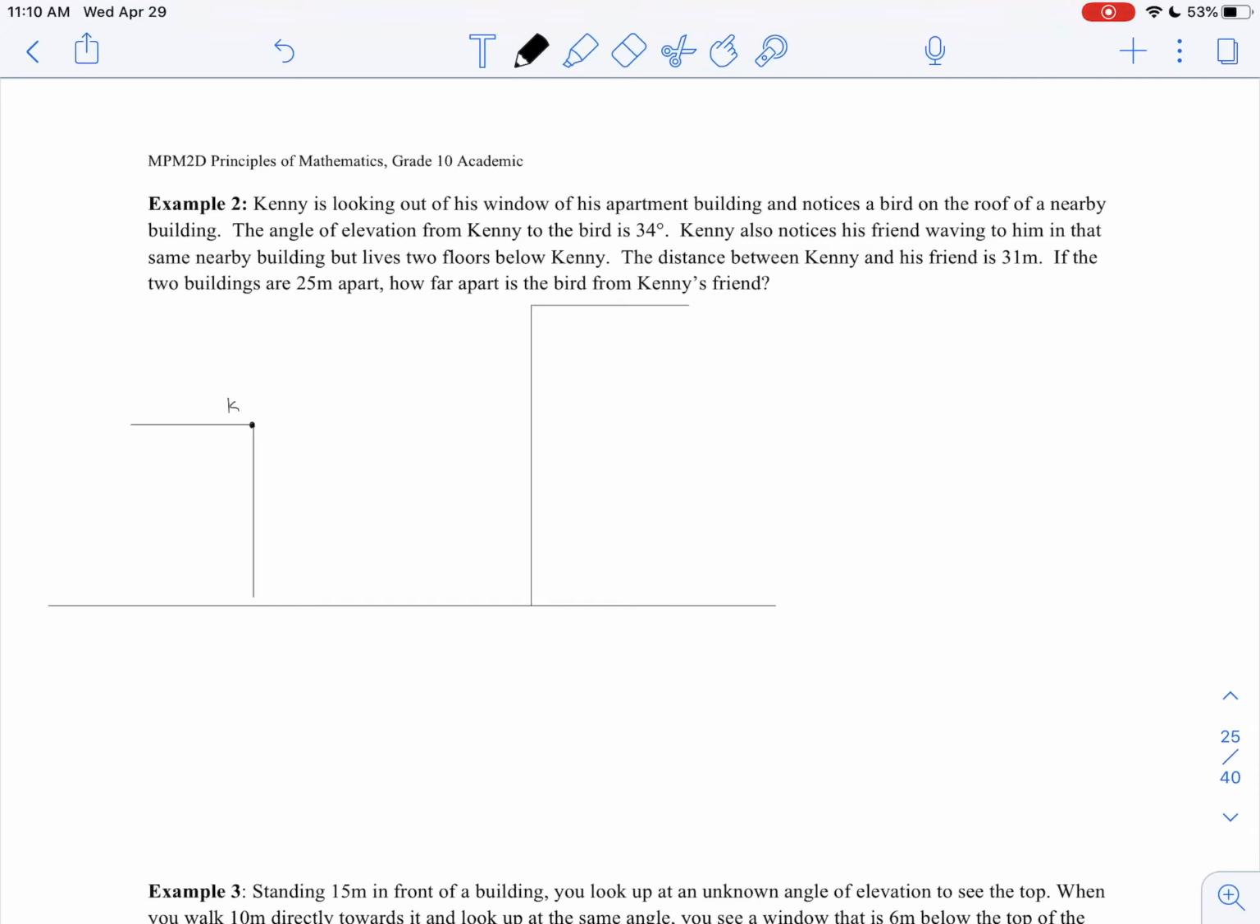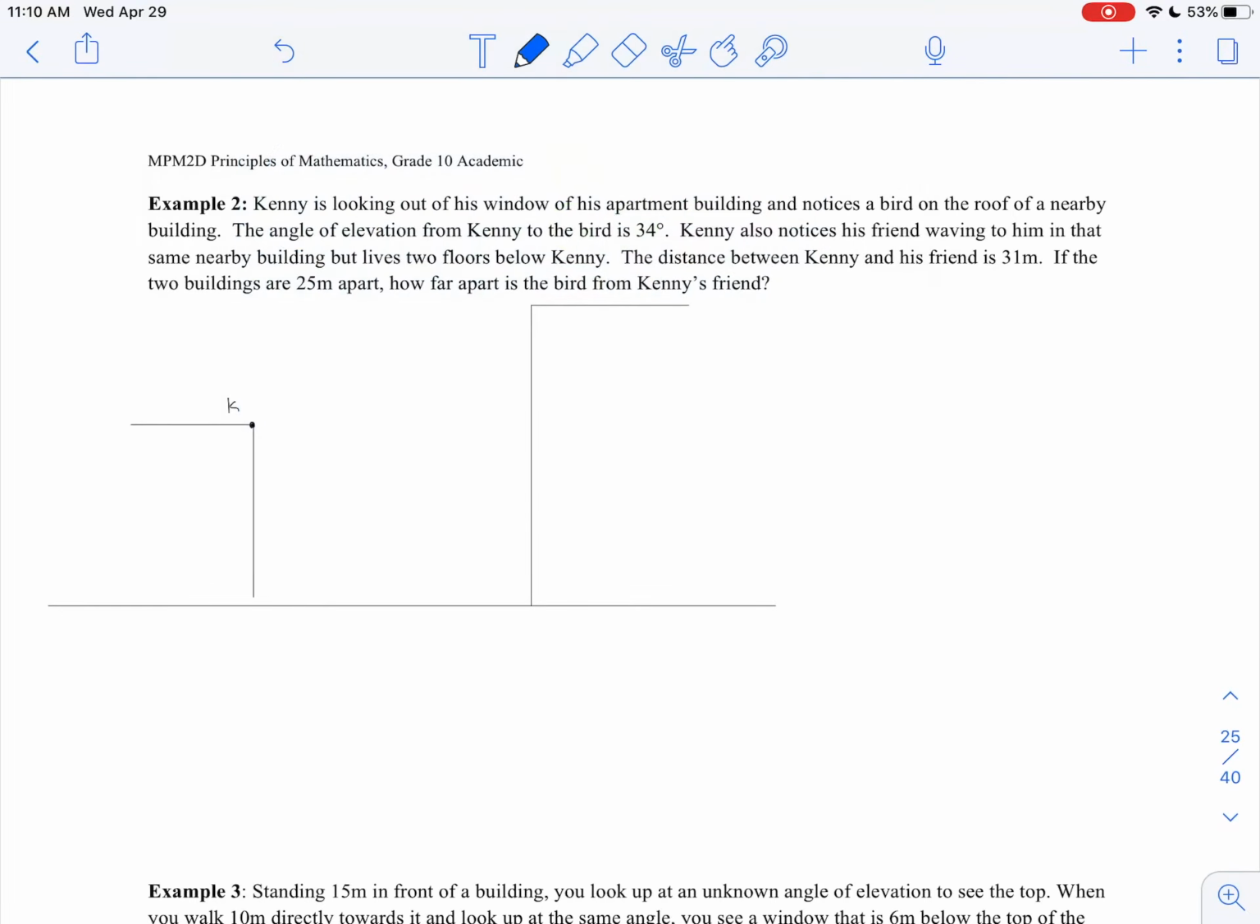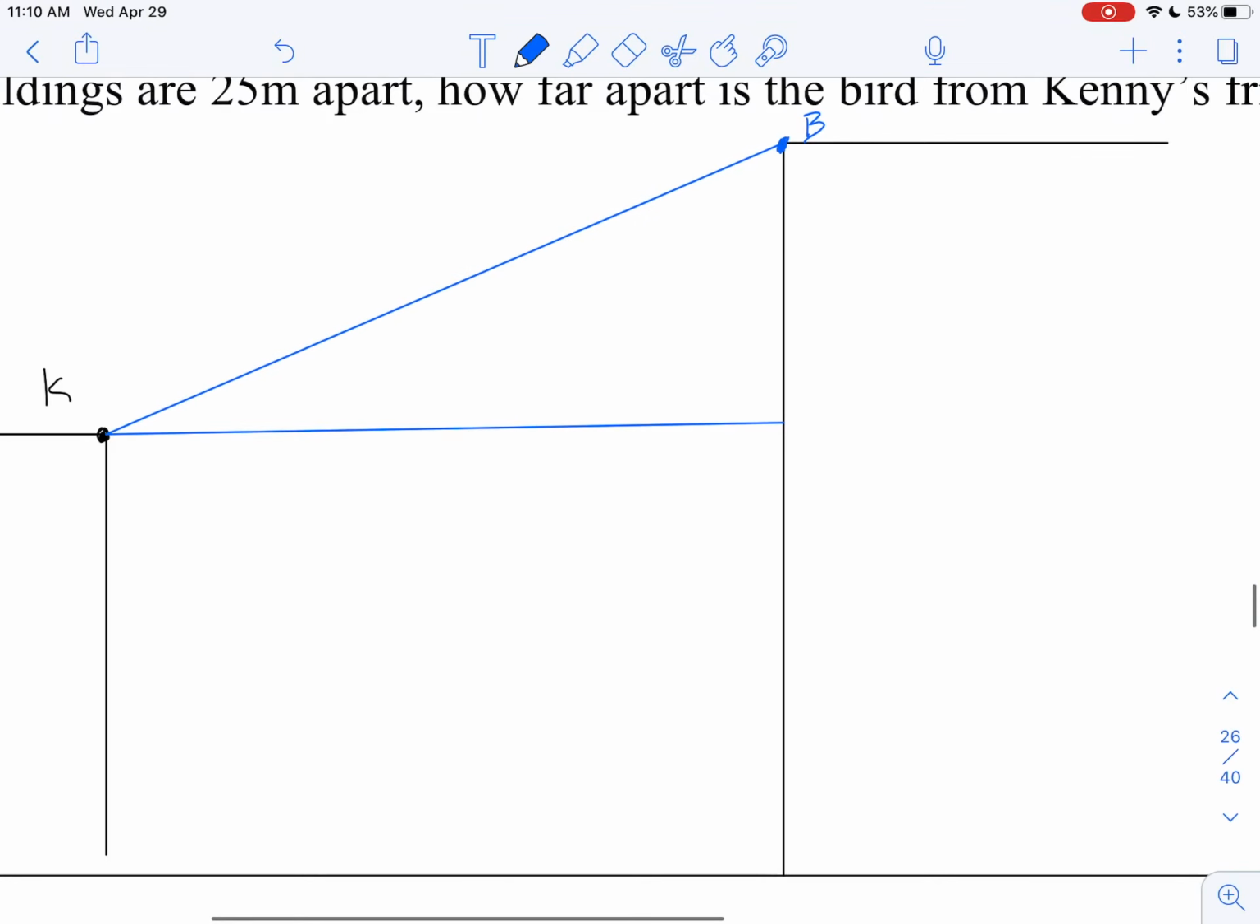Okay, for Kenny, the angle of elevation between Kenny and the bird is 34 degrees. So the bird must be significantly higher than Kenny because he's looking up at an angle of elevation. Let's say the bird just happens to be on the very top of this building. Seems like a good spot for the bird. And we know the angle of elevation, so I have to draw a horizontal line because the angle of elevation measures from the horizontal upwards. So this must be 34 degrees here.